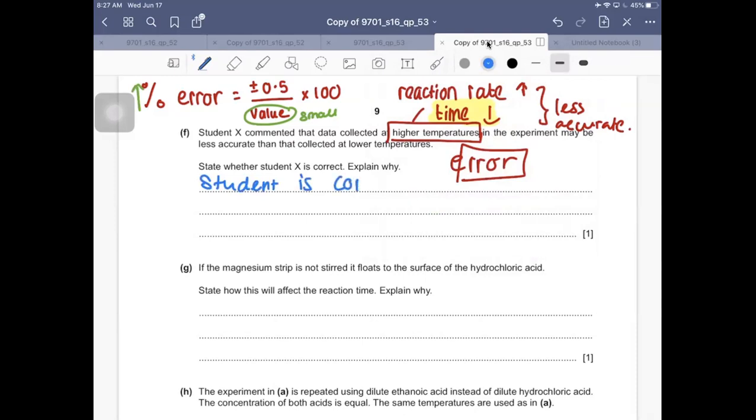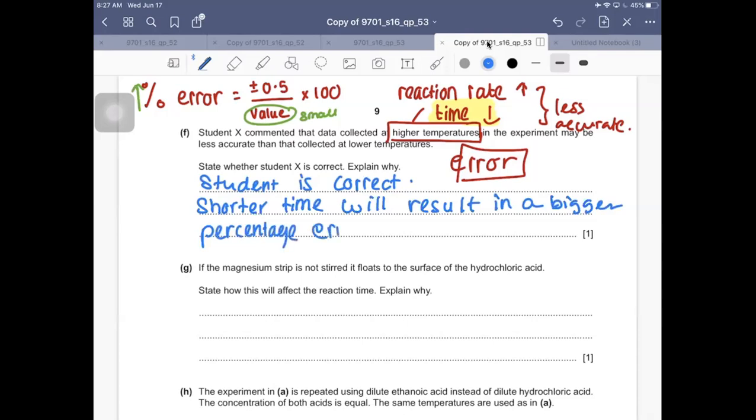Is correct. Shorter time will result in a bigger percentage error.